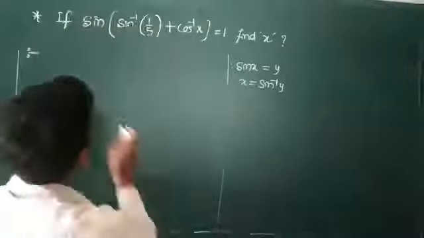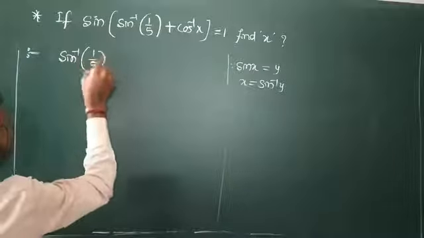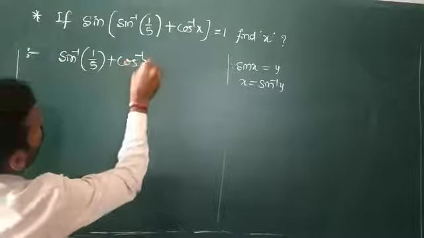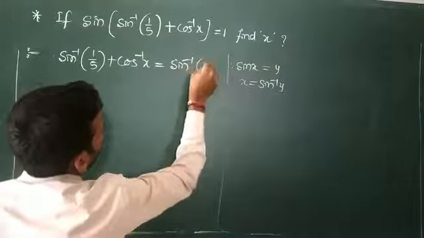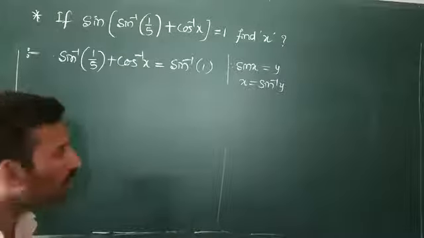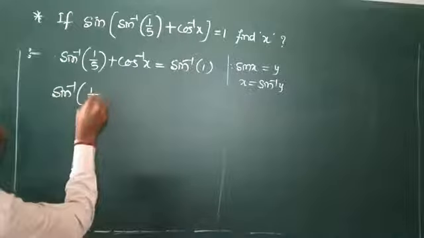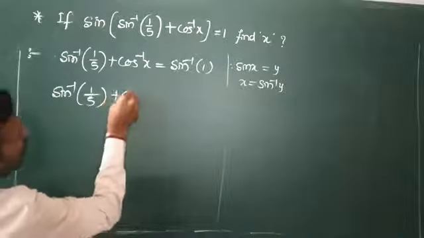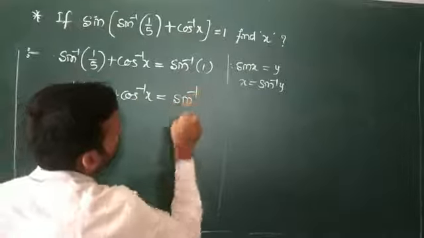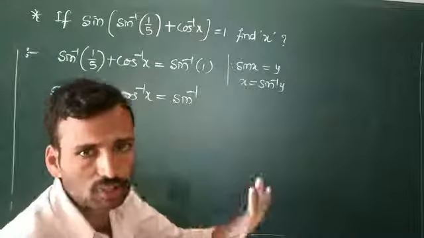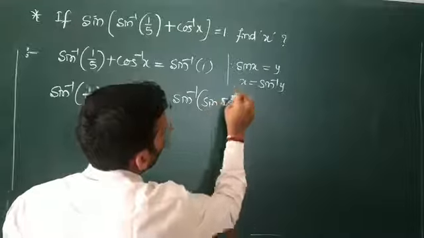So this can be written as sine inverse of 1 by 5 plus cos inverse of x is equal to sine inverse of 1. Now simplify this. Sine inverse of 1 by 5 plus cos inverse of x is equal to sine inverse of 1, which can be written in the form of sine 90, or sine pi by 2.